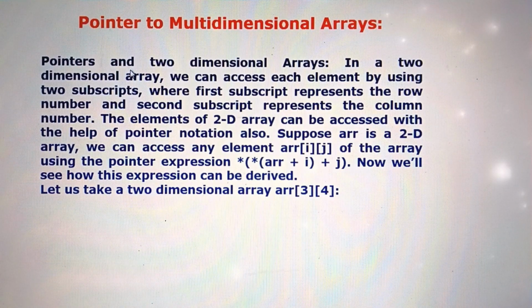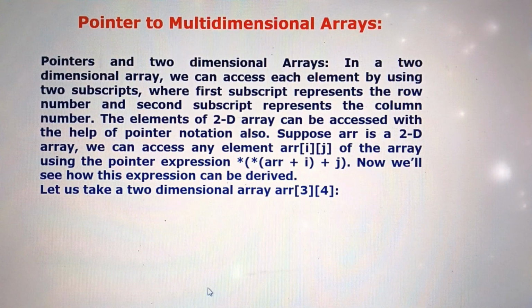Pointers and two-dimensional arrays. In a two-dimensional array, we can access each element using two subscripts, where the first subscript represents the row number, and the second subscript represents the column number. The elements of the double dimensional array can be accessed with the help of pointer notation also. Suppose the name of the array is ARR, a two-dimensional array. We can access any element like this.